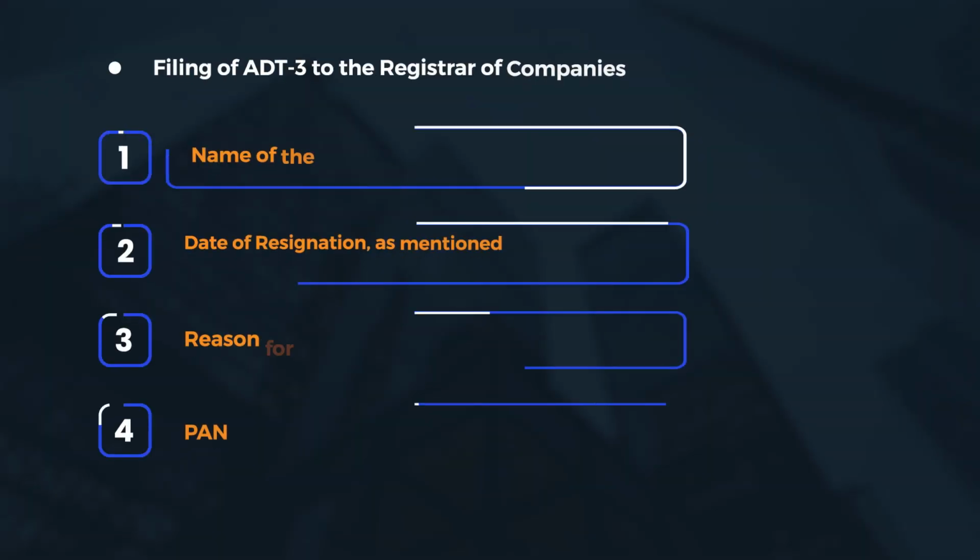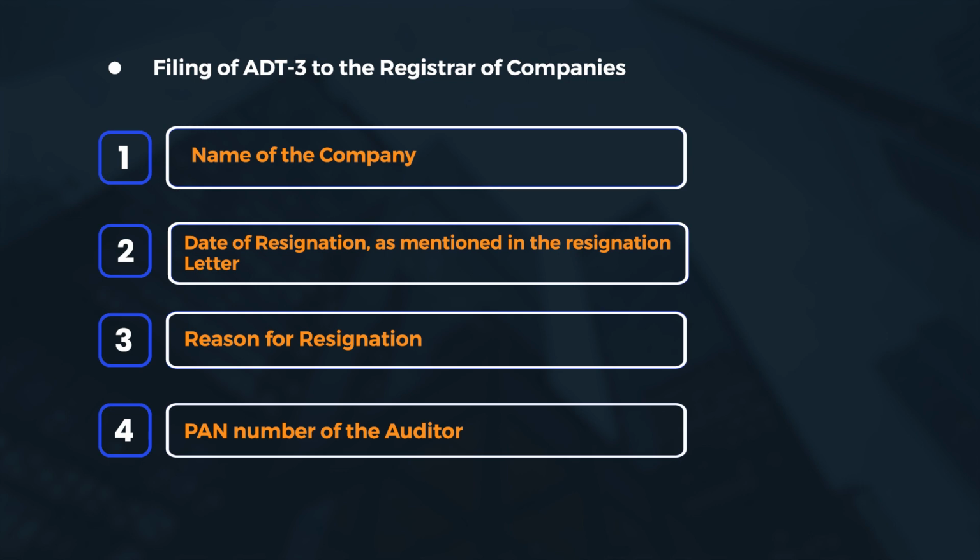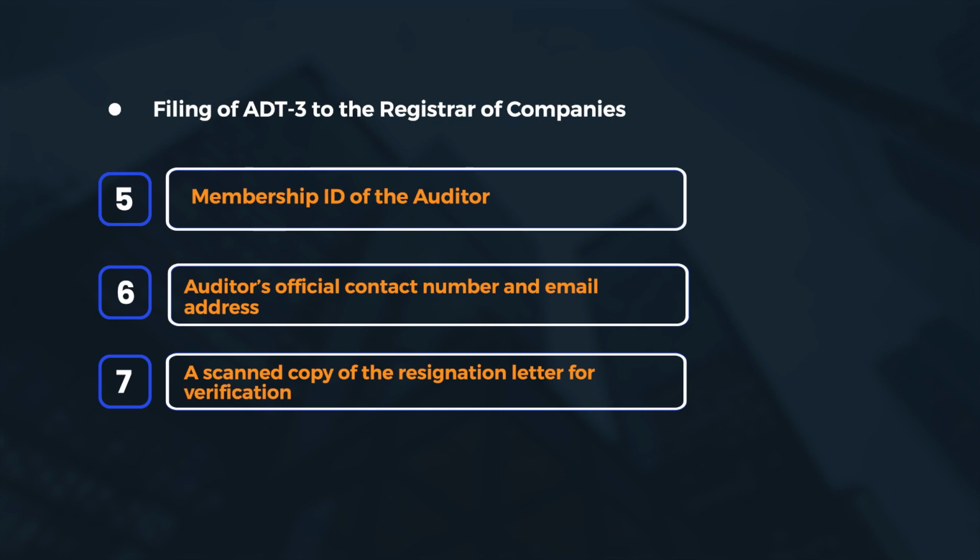The details you need to provide include: number 1, name of the company; number 2, date of resignation as mentioned in the resignation letter; number 3, reasons for resignation; number 4, PAN number of the auditor; number 5, membership ID of the auditor; number 6, auditor's official contact number and email address; and lastly, number 7, a scanned copy of the resignation letter for verification.